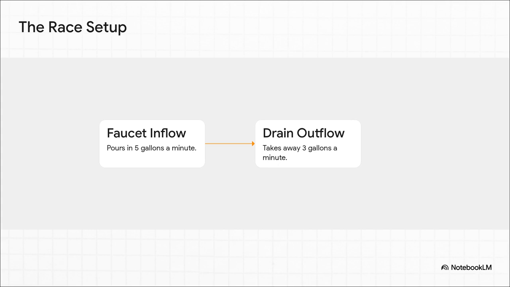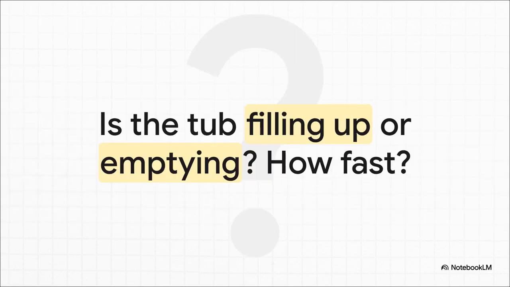We have inflow and outflow happening at the exact same time, literally pulling the state of the system in two completely different directions. So here is your challenge. Based on those two competing flows, 5 gallons in, 3 gallons out, is our bathtub filling up or is it emptying out? And to accurately map the system's dynamics, at what precise rate is that change occurring?